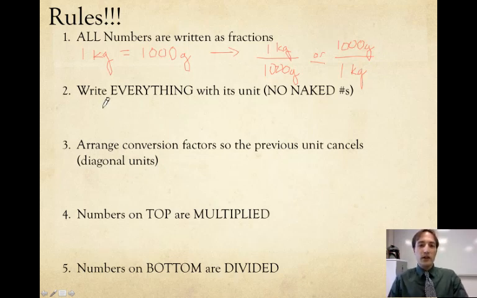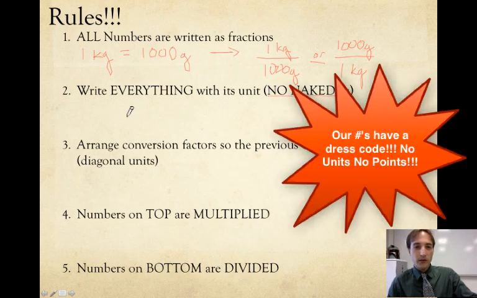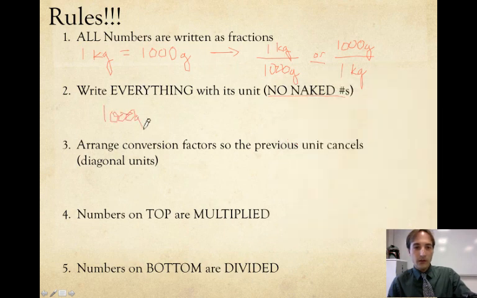Now, number 2, write everything with its unit. I mentioned this in the previous video. No naked numbers. In other words, if I give you 1,000 grams and you are filling in your formula and setting up your dimensional analysis, make sure that you always include the units. Do not, in the middle of your calculation, just write 1,000 and not have the unit there. The units need to be there. No naked numbers.